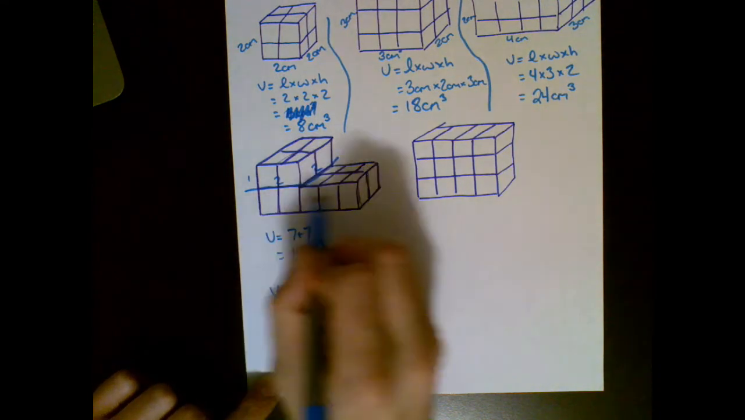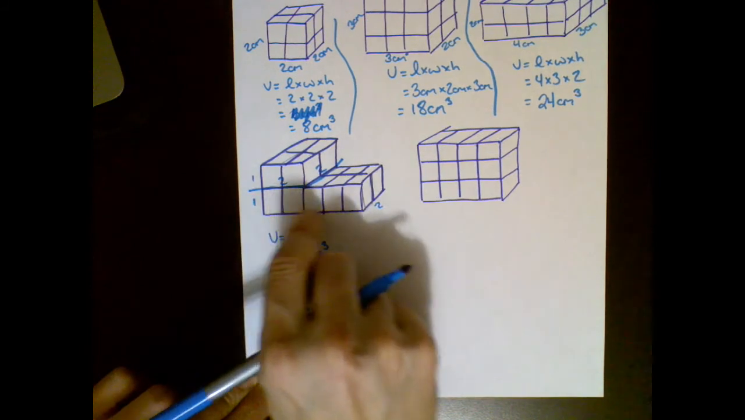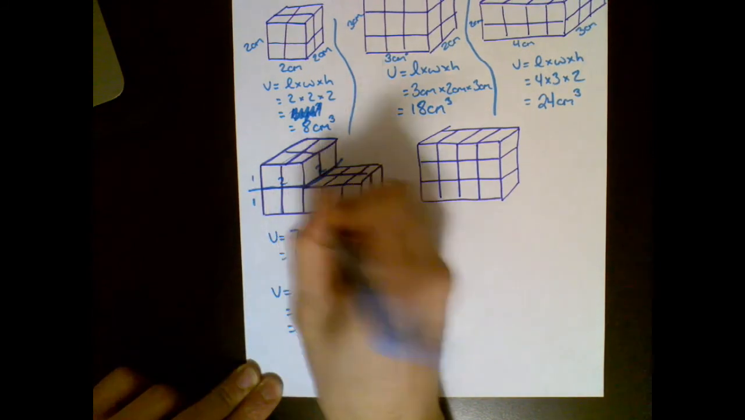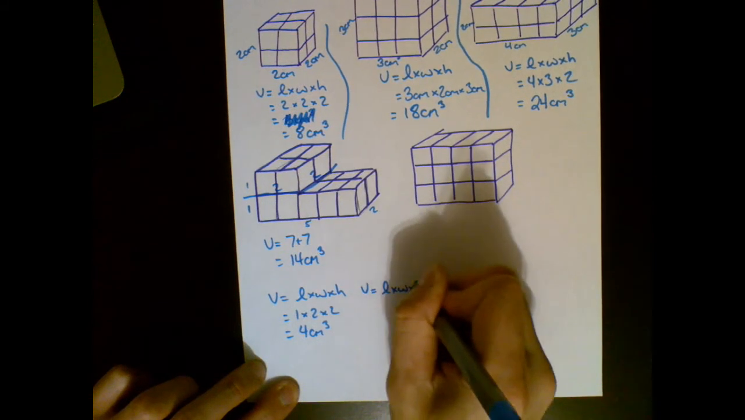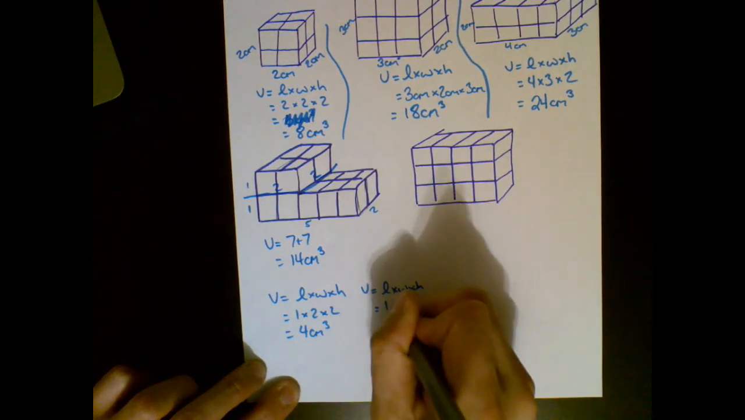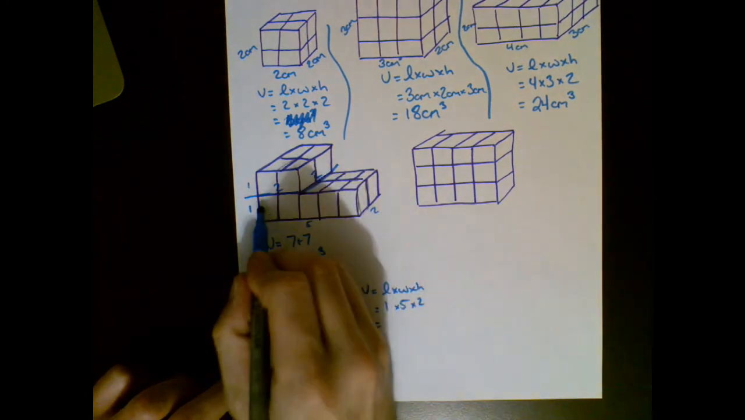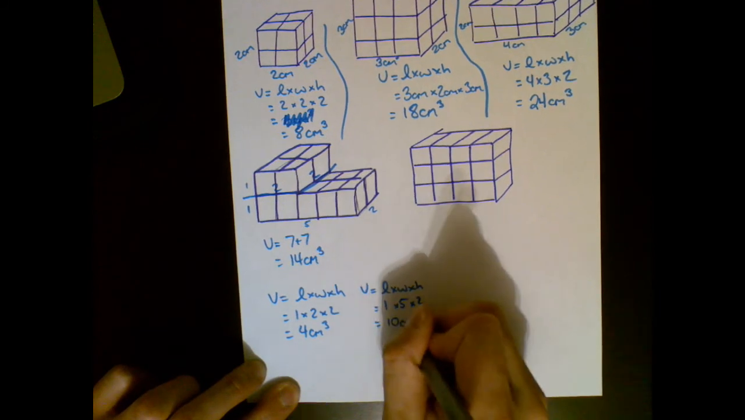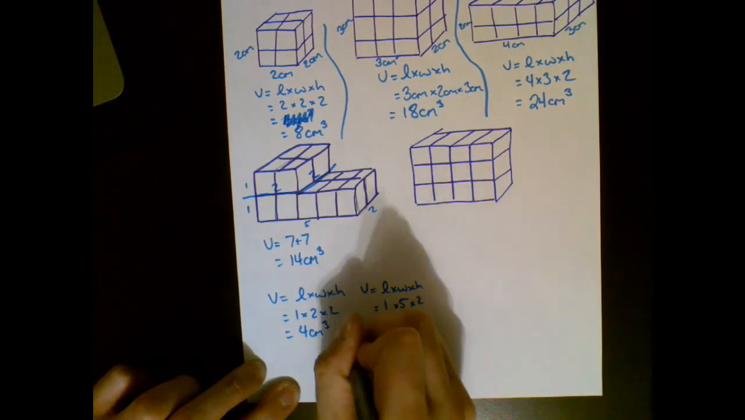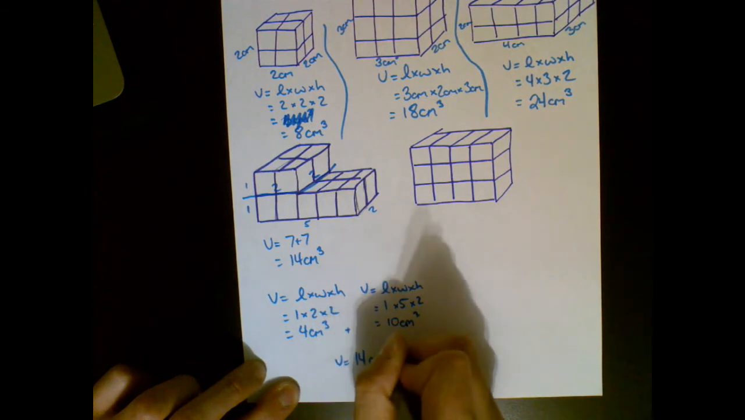And I'm going to find the volume of the bottom. So it's 1, 2, 1, 2, 3, 4, 5. Volume equals length times width times height. So I had 1 by 5 by 2. So the volume of this bottom section is 10 centimeters cubed. Add them together, gives me a volume of 14 centimeters cubed.